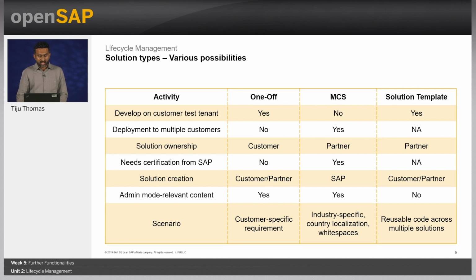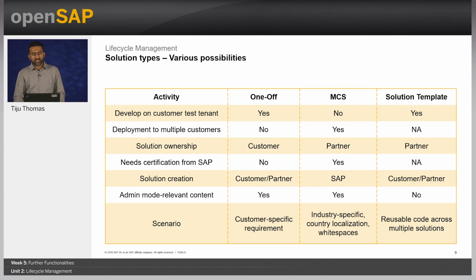Similarly, the second step says deployment to multiple customers. This is possible only with MCS because, as we have already seen, a one-off is developed specifically to meet a customer requirement, so deployment to multiple customers is just not possible here. Similarly, the solution ownership of a one-off lies with the customer, whereas for MCS or a solution template it is with the partner.